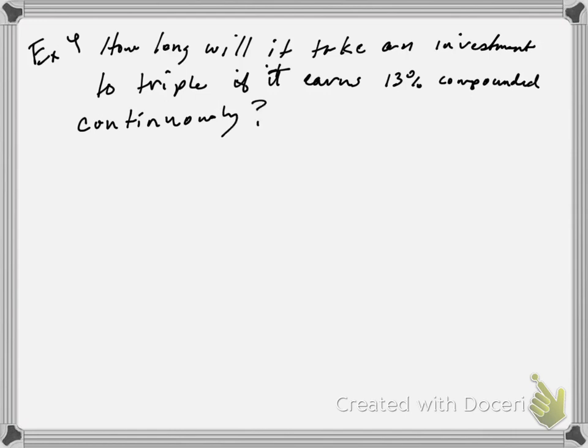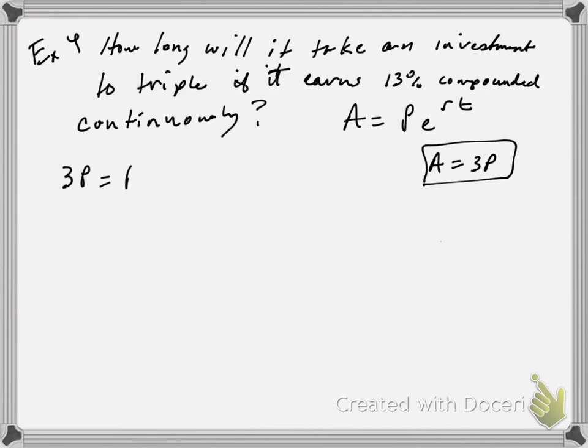So this time, because it's compounded continuously, we have to use our PERT formula. And again, the A is going to be, since it's 3 times we're worried about, 3 times whatever the principal is. And then the rate of interest is 13%. So I think I can just plug it into the formula. 3P is equal to P times e to the 0.13 times t power.